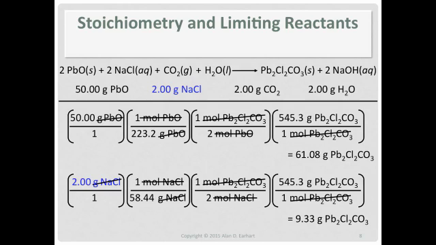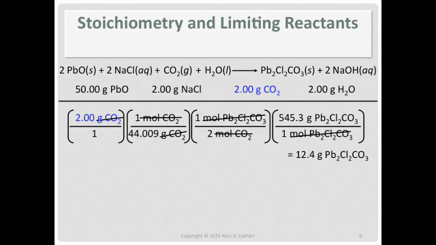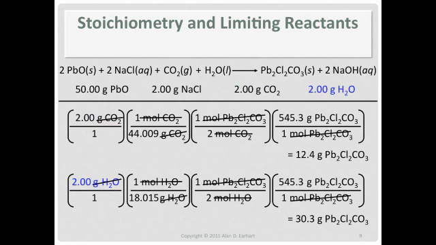Okay, now remember these 2 masses, because I got to clear some space. Then we do it again with the carbon dioxide, and we realize that we could make 12.4 grams of phosgenite. And then we do it again with the water, and we realize that we could make 30.3 grams of the phosgenite. Okay, so out of those 4 different ones, the sodium chloride produced the smallest mass of the phosgenite. So the sodium chloride is the limiting reactant, and that mass we calculated previously, that's the mass of the phosgenite.